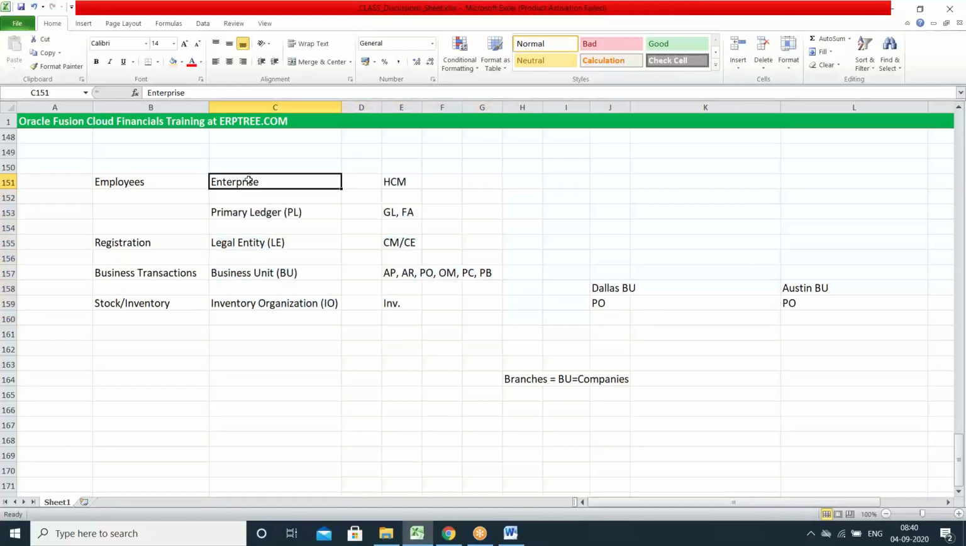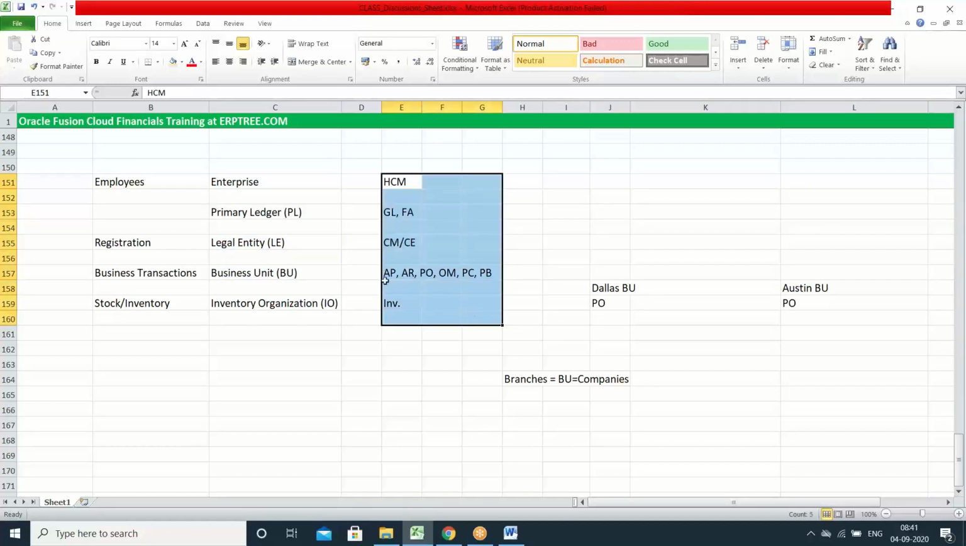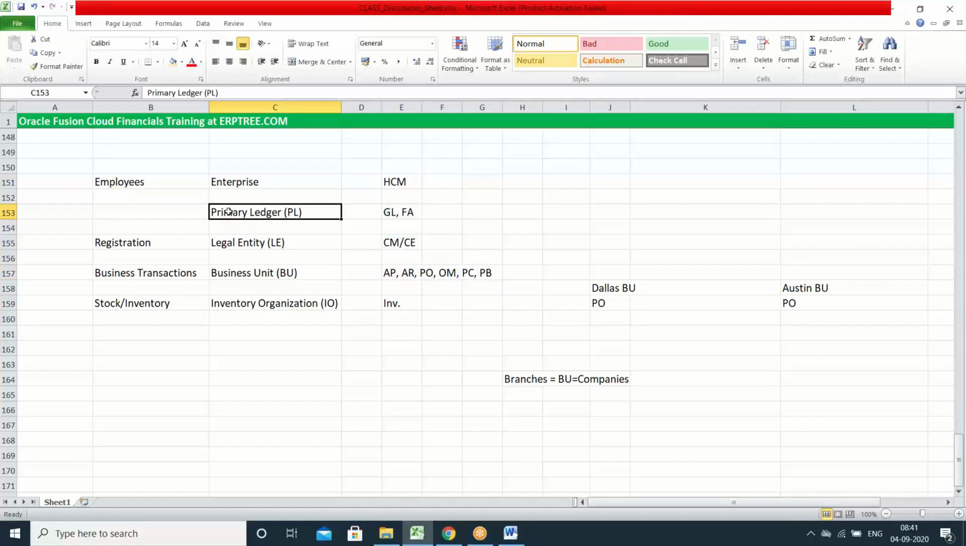Enterprise is where we can maintain the employees information, and by using HCM applications you can maintain the employees information with the concept called enterprise. And we have a primary ledger to record the transactions in any application. In any application, if you want to record the transactions, we need a primary ledger. At primary ledger level, we use the applications called GL and FA. How we really use them, you can understand when you see the system environment. For now, just try to understand at what level we maintain the primary ledger.